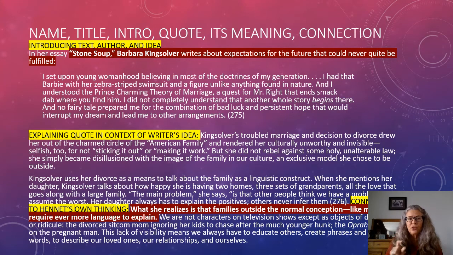So, on to the quote, which is, of course, the part that says, "I set upon young womanhood, believing in most of the doctrines of my generation." The reason this particular quote is indented on both sides instead of in quotation marks is because it's more than 4 lines long. You will see later in this piece how Hennet puts quotation marks around every word that she uses of Kingsolver's. But when the quote is this long, we can tell it's a quote because it's indented on both sides.